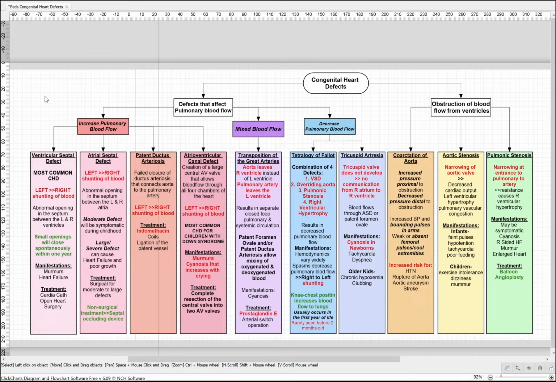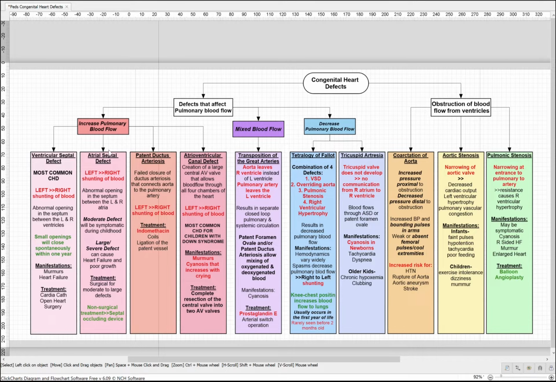We're going to start all the way to the left over here with our ventricular septal defect. We'll break down that title really quick: ventricular septal. That's telling us that there's a problem with the septum between the left and right ventricles. The problem is that there's an abnormal opening there. With that abnormal opening, blood is going to flow from the left side of the heart, the left ventricle, over to the right ventricle, and then that blood is going to go back into the lungs.